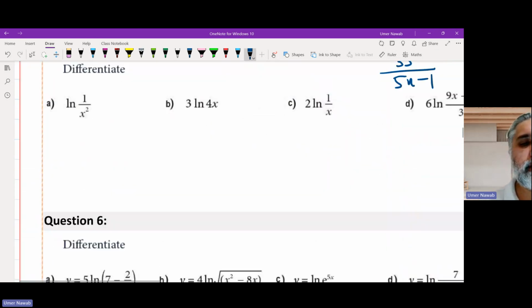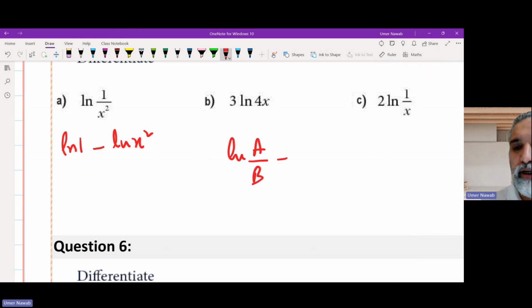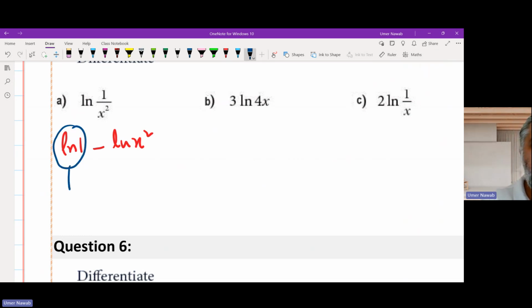Now this question, guys, I suggest you use the ln property, ln 1 minus ln of x squared. I think it will make your life easier. Why? Because you know ln of a over b is equal to ln a minus ln b. So I'm going to use that property. What is the derivative of ln of 1? It is 0. Hold on guys, let me use the ln property, then we do the derivative together.